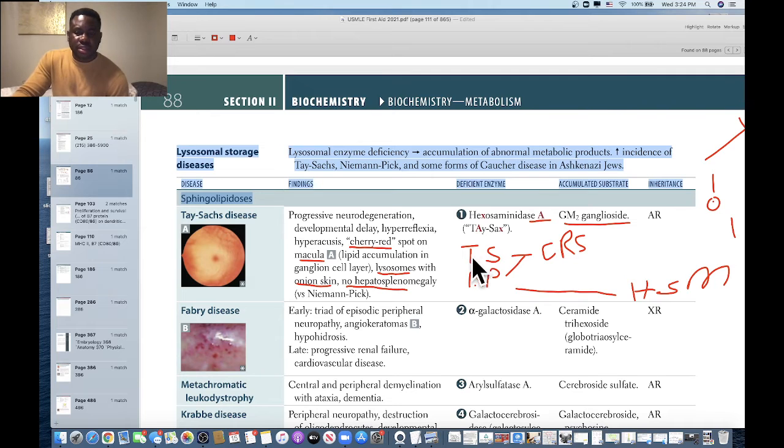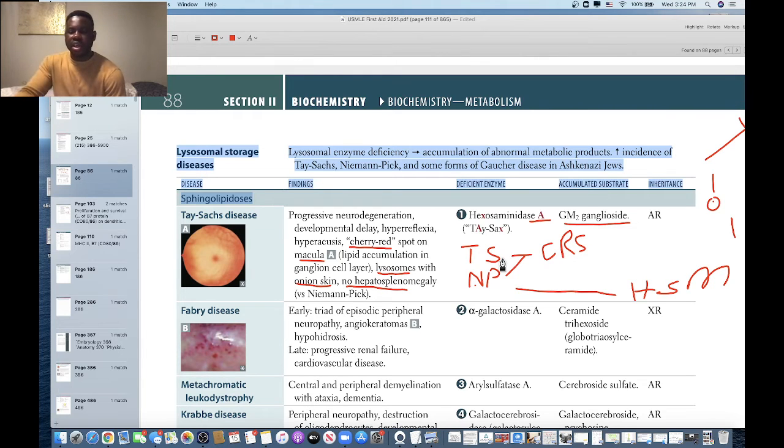Whilst Tay-Sachs has no hepatosplenomegaly. So that's what you want to remember when you're dealing with storage diseases that present with cherry red spots in the eye. It's either Niemann-Pick or Tay-Sachs. The difference between them is that Niemann-Pick has hepatosplenomegaly. Tay-Sachs has no hepatosplenomegaly, and that gives you an answer to your question.